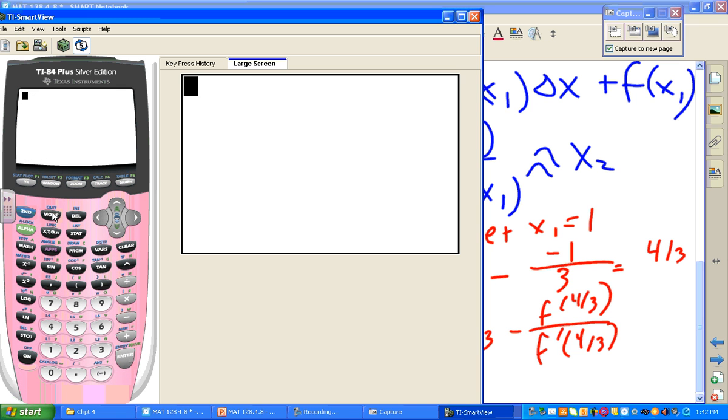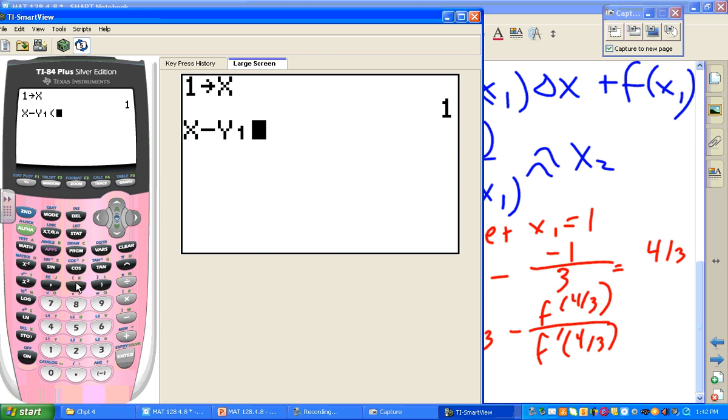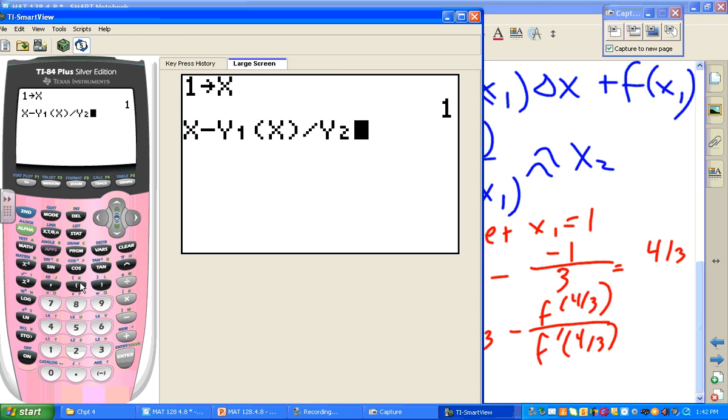Fantastic. Second quit. Following Newton's method, I chose 1 for my initial value, x. 1 store x. Store is over here on the left, second from the bottom, right above on. I'll press enter. Now, Newton's method is so slick and compact. X minus bars, y bars, function, y1, parentheses, x, divided by my derivative. Bars, y bars, function, y2, parentheses, x.